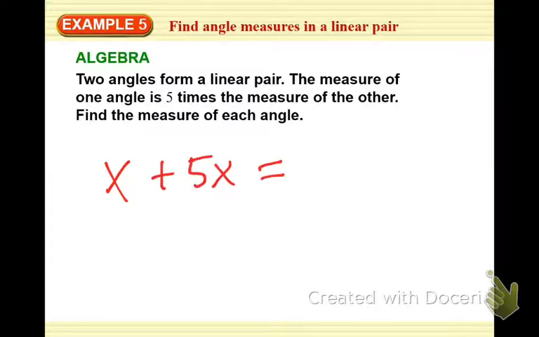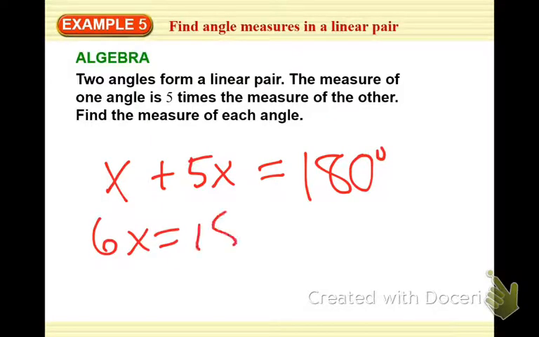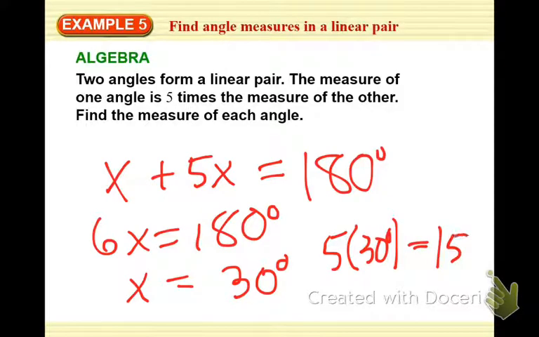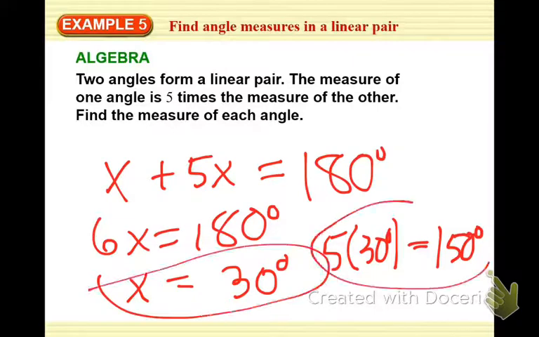Okay, they form a linear pair. What are they going to equal? 180. Right, they're supplementary. They sum to 180. So that's going to be 6x equals 180. Mental math, what is x going to be? 30. Right, x is 30 degrees. We've got to find the other angle. It's going to be 5 times 30. What's 5 times 30? 150. All right. Those are my 2 angles, 30 and 150.